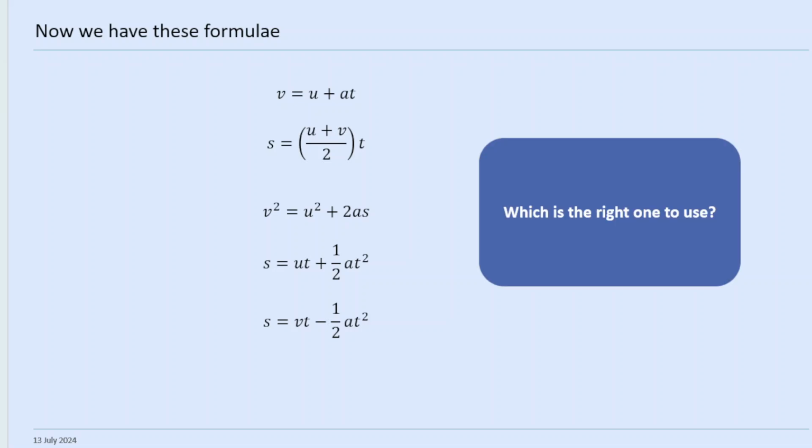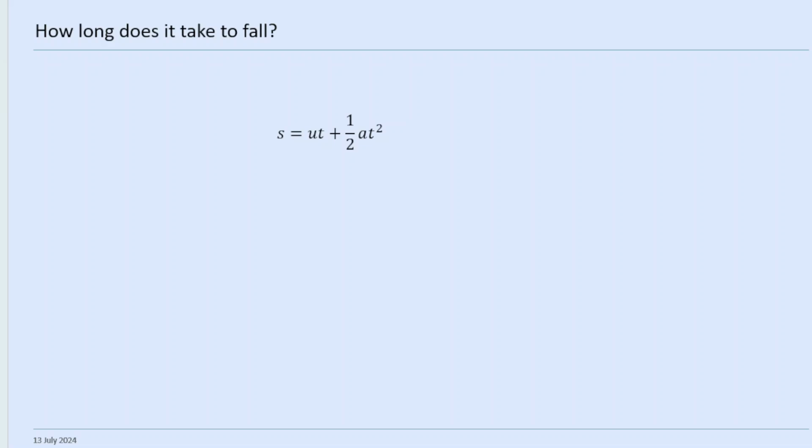So which one of these is the right one to use? Well, we've got distance, 490.5. We've got initial velocity u, which is 0. We've got the acceleration, and we need the time. So this looks like it's the formula with all the right quantities in it.